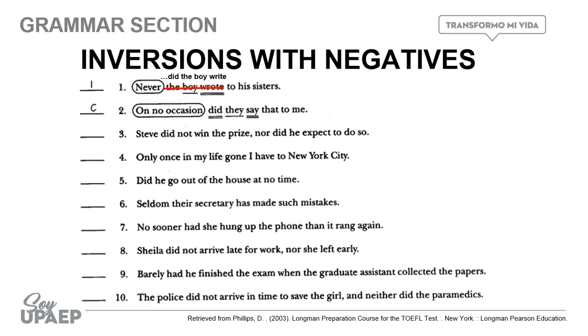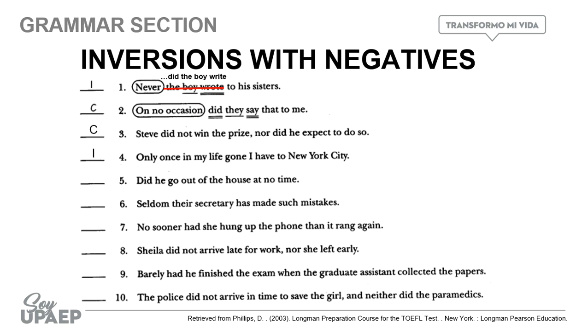Number 3, Steve did not win the prize, nor did he expect to do so. The sentence is correct. Did you notice the negative word is on the second clause? So the inversion is necessary on the second clause. Nor did he expect.